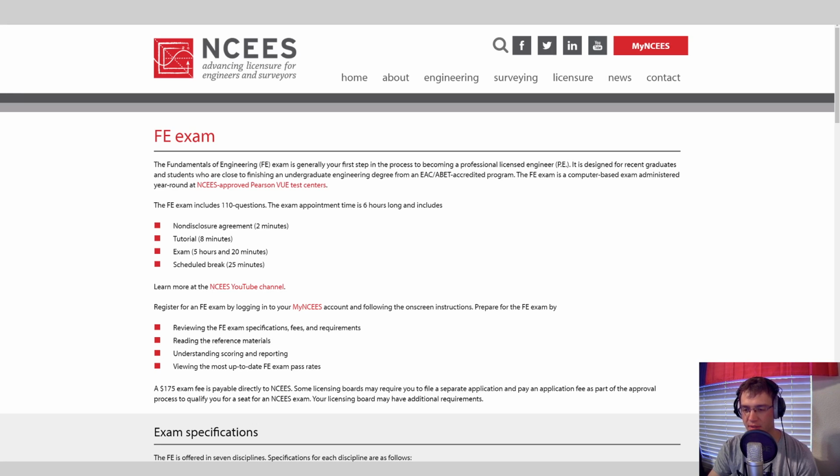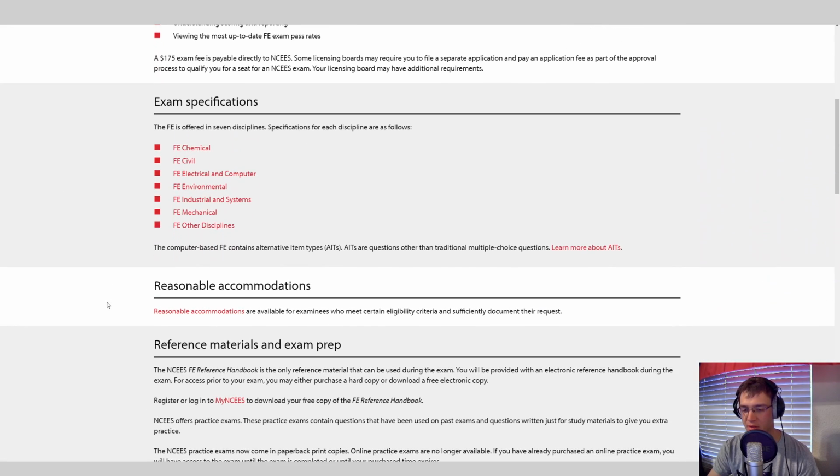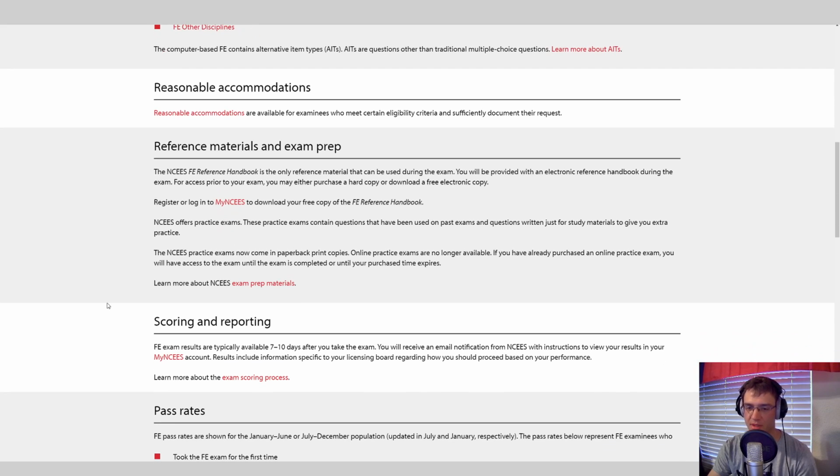Let's see what we got here. This is log on information. The exam fee is $175. Hopefully you can find a way to work with it. What else we got here? Reasonable accommodations.